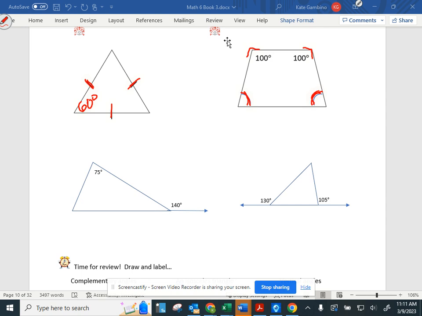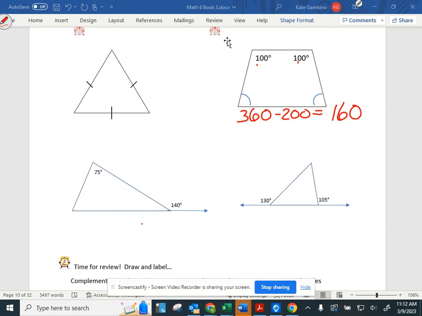So how do you think we should solve this one, James? Since that's four sides, it's going to be a quadrilateral. So if you do 100 plus 100, and then 360 minus the 200, the 100 and 100, that gets us 160. Then you divide it by 2 because there's two congruent angles that are going to be the exact same measurement. So I can divide that 160 by 2 because they have to be the same measurement.